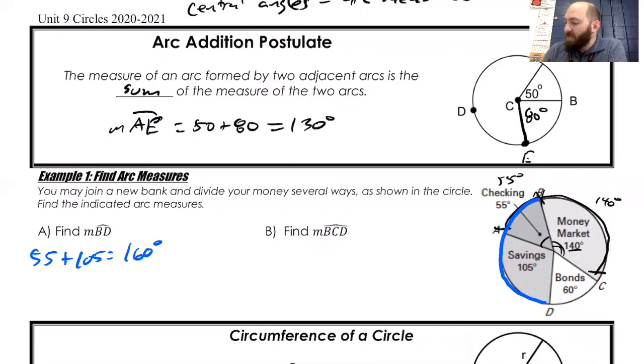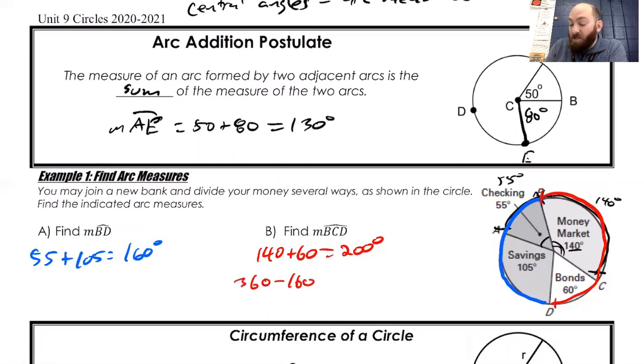Okay, BCD starts here and goes this way. So it's made up of 140 and 60. So 140 plus 60 gives me 200 degrees. Another option, don't forget, that's the major arc there. So I could have just done 360 minus the 160 that I found over here, and that also gives me 200 degrees. Doesn't matter which way you do it. It's just whatever makes sense to you.